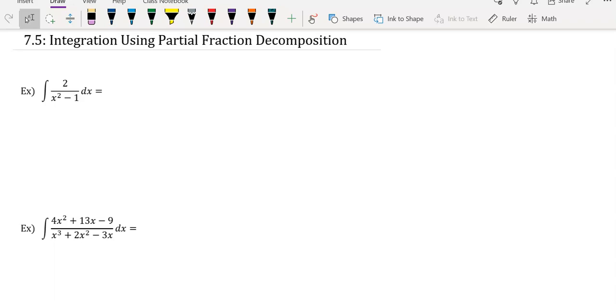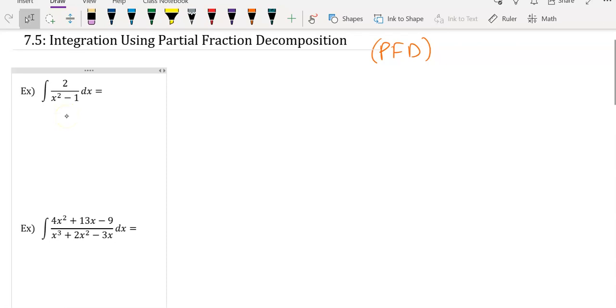7.5 is integration using partial fraction decomposition, or PFD. It's not a calculus formula, it's another algebraic method for rewriting the integrand in a way that we can integrate. So when we look at this first integrand, we have an x squared minus 1 in our denominator.